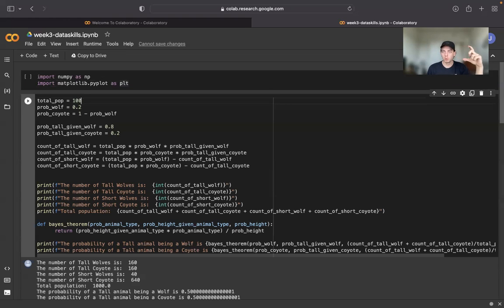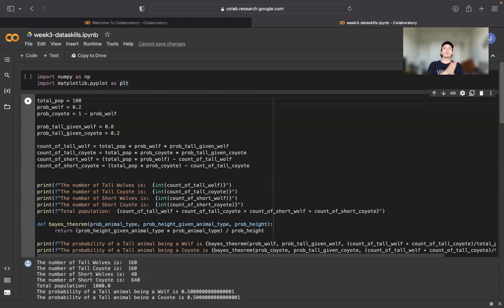The coyotes versus wolves in the table format. We know that there's a probability for wolves and coyotes population, and we know that the probability of tall given a wolf and probability of tall given a coyote is different amongst the populations. And so from the calculations that we did in 3 or 4 lecture videos ago, we know that the probability of a tall given a wolf is 80%, and similarly, probability of tall given a coyote is about 20%.